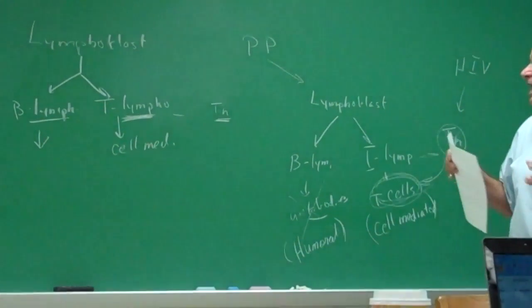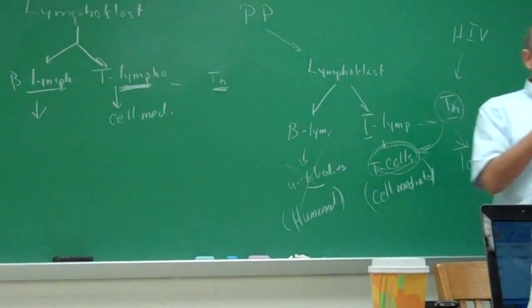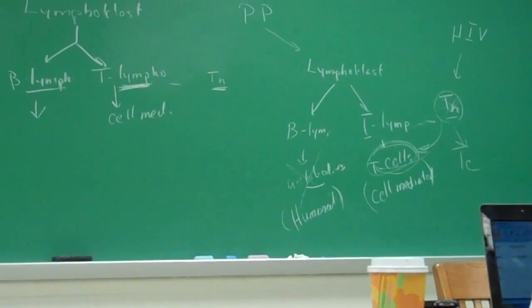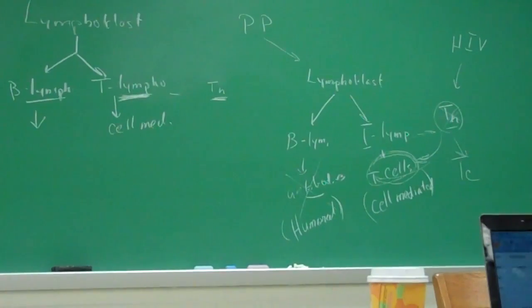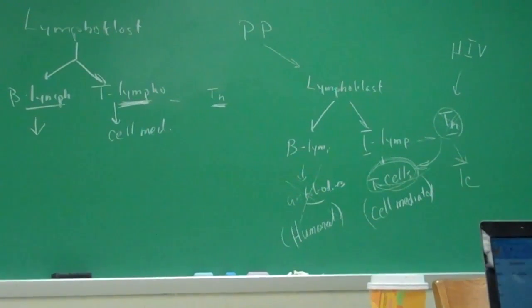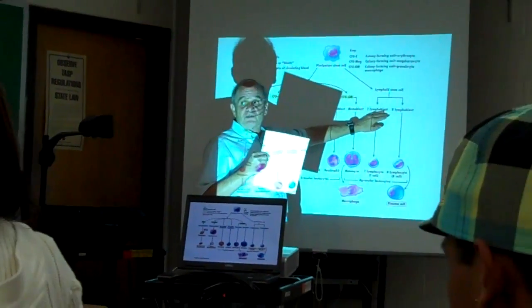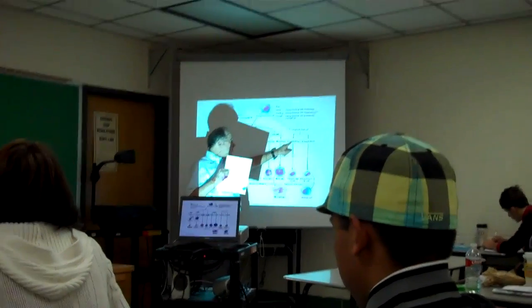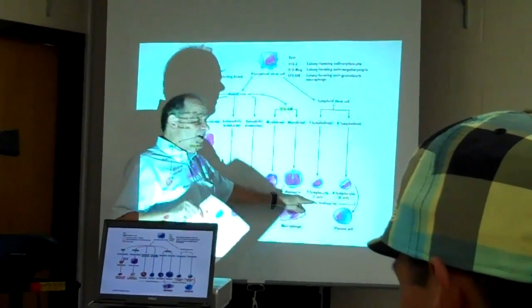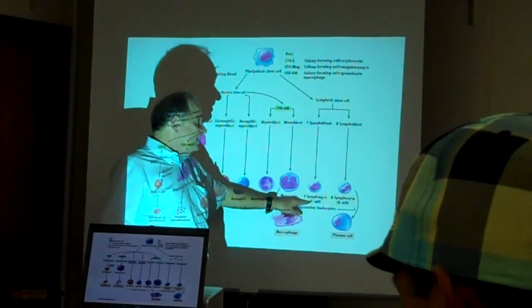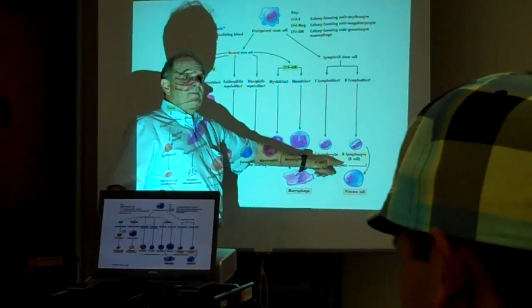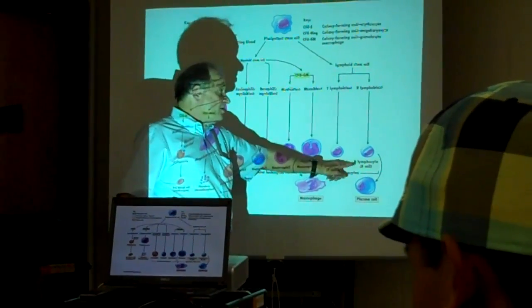Make sure everybody gets the role of this. So we did the lymphoid stem cell. The pluripotent cell gives rise to the lymphoid stem cell, which gives rise to the lymphoblast. The T lymphoblast gives rise to the T lymphocyte, which is the T cell. The B lymphocyte is the B cell.